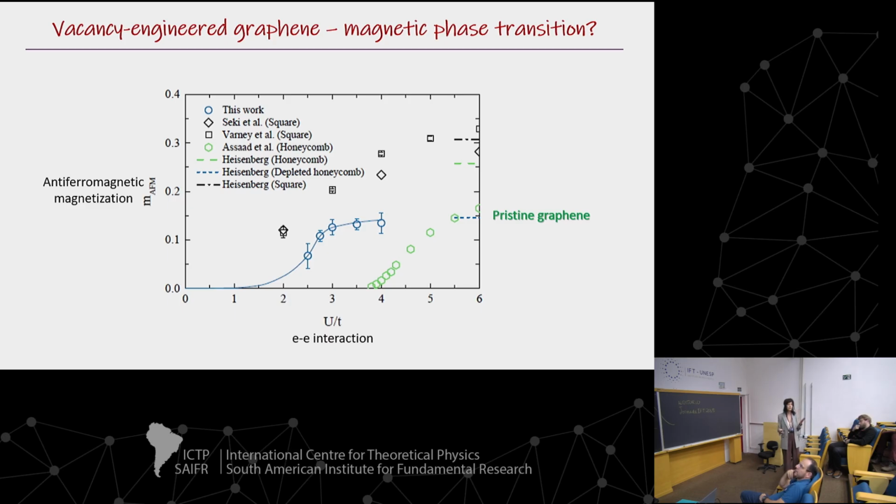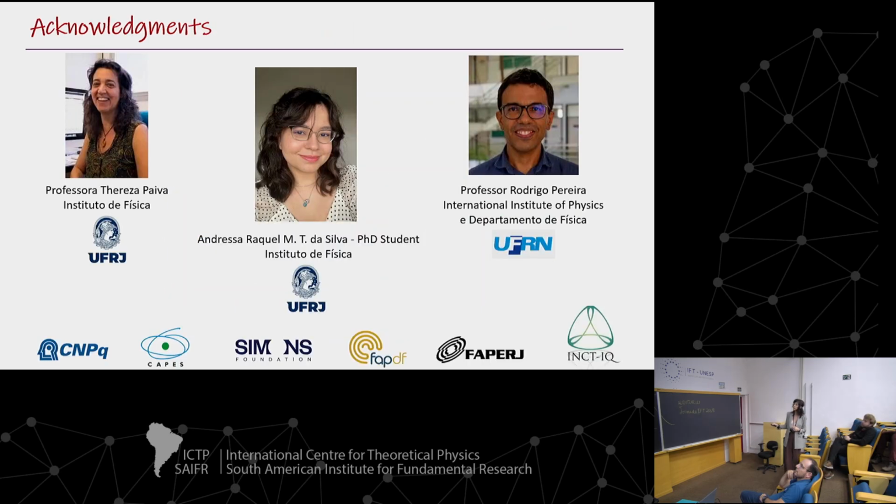So the question here is, what happens with this scenario when you remove some of the carbon atoms of graphene in a way that it becomes a non-symmetric nodal-line semimetal? And that's the question that we set ourselves to answer.